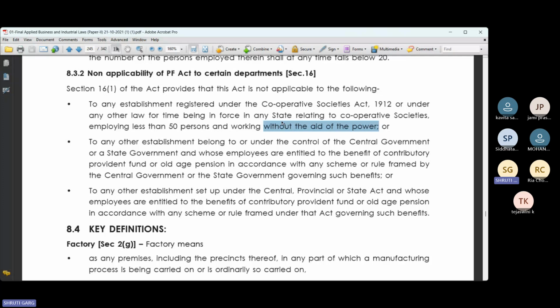To the cooperative societies 1912 or under any other law for the time being in force in any state relating to cooperative societies which employ less than 50 persons or work without the aid of power, or to any other establishment belonging to or under the control of the central government or a state government and whose employees are entitled to the benefit of contributory provident fund or old age pension in accordance with any scheme or rule framed by the central government or the state government governing such benefits.